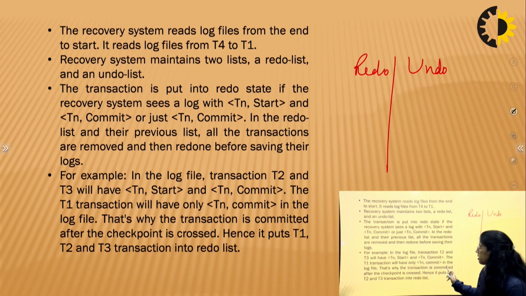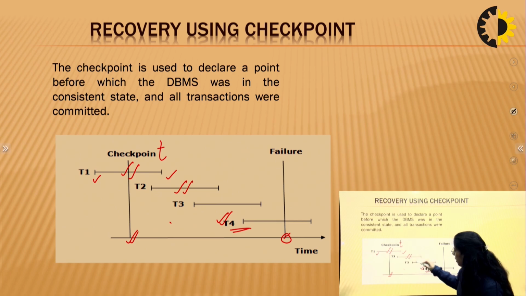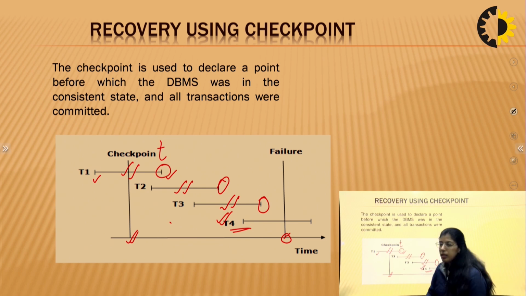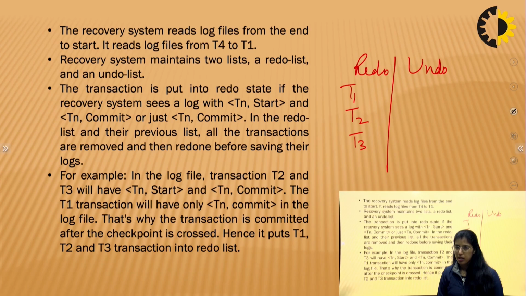That's because the transaction is committed after the checkpoint is crossed. Hence, it puts T1, T2, T3 in the redo list, because the commit is there for T2, T3, and T1's commit is also there. What will it do? It will redo the modifications done by these transactions.